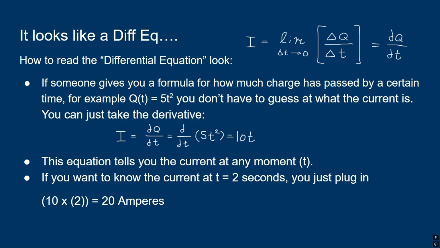So this equation tells you the current at any moment t. If you want to know the current at t equals 2 seconds, you could just plug it in. Since it's 10 times t, I'm just going to plug in 2 where the t is, and I'm going to have 10 times 2, and that's going to be 20 amperes.